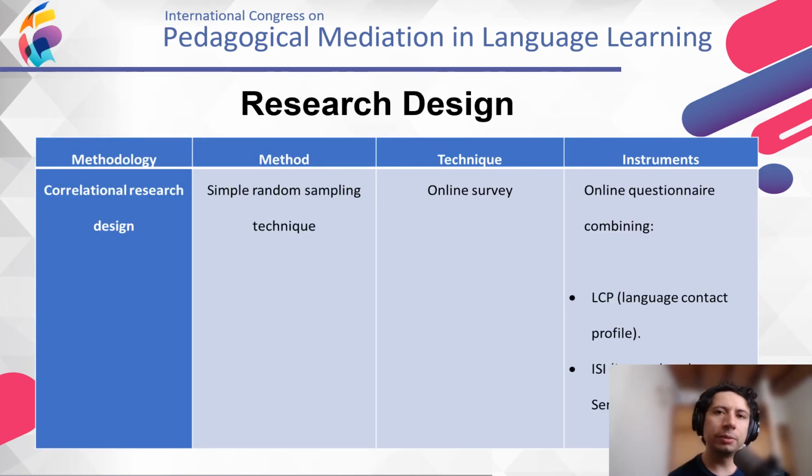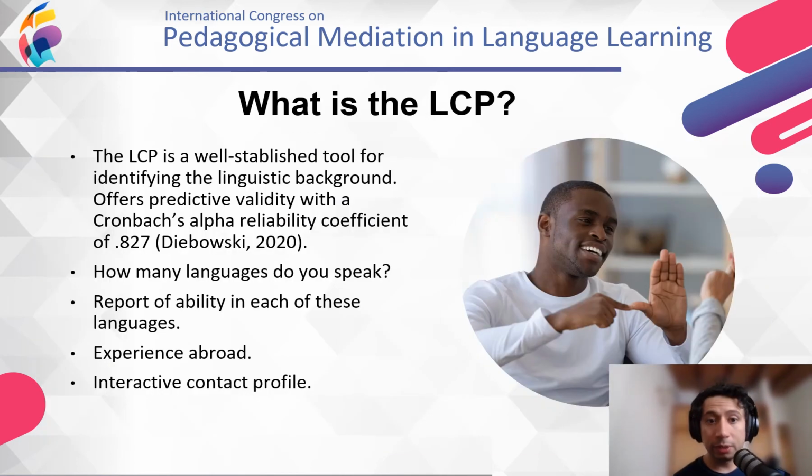Now let me show you my research design. This is a correlational design, as you were able to tell by the statistical analysis we talked about before. The method is a simple random sample technique. It was completed thanks to an online survey, and the online survey is composed of two instruments: the LCP, the Language Contact Profile, and the ICE, the Intercultural Sensitivity test.